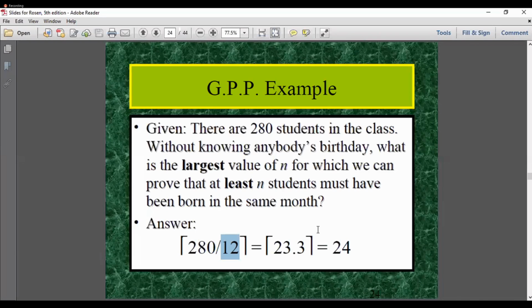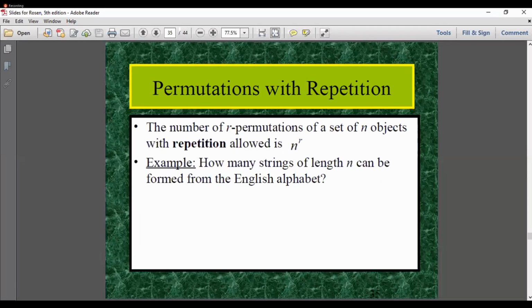Then I am moving to the next approach, permutation with repetitions. I hope you remember that permutation means nPr, which equals n factorial divided by (n minus r) factorial. Out of n elements, we have to select r elements in an ordered manner. Now, for permutation with repetition, the formula is n to the power r.